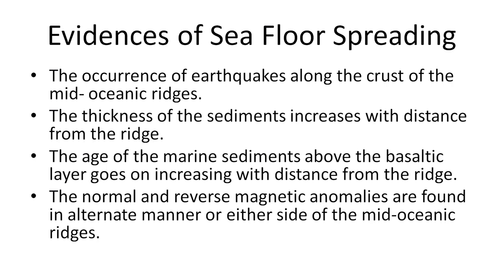Here we are going to discuss the evidence which was given by Hess in support of his theory. So first, you see the occurrence of earthquakes along the crust of the mid-oceanic ridges indicates that seafloor spreading took place. Second one, the thickness of the sediments increases with distance from the ridge. That means if the molten lava were continuously accumulated at the same position, it would have a thicker ridge. But that does not happen in the real case. We can see that as we move away from the ridge, the thickness of the sediment gradually increases.